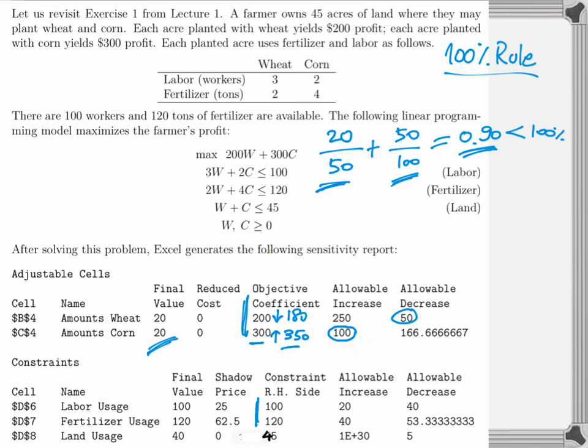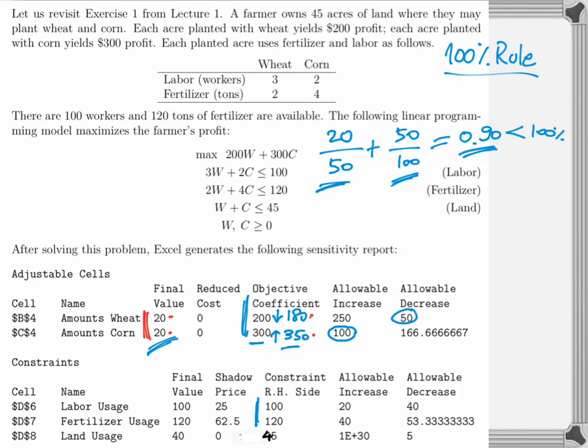And I can also calculate the updated profit. For the first case, I'm going to lose $20 times 20, that's 400. And here I'm going to gain $50 times 20, that's plus 1,000. So the net is plus 600, plus 1,000 minus 400. The new profit would be 10,600 with the same solution of 20, 20.